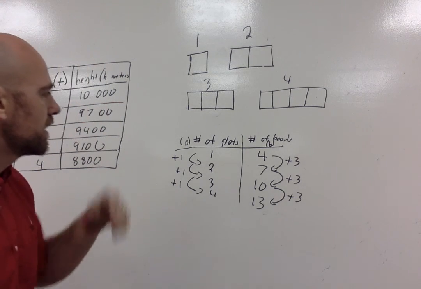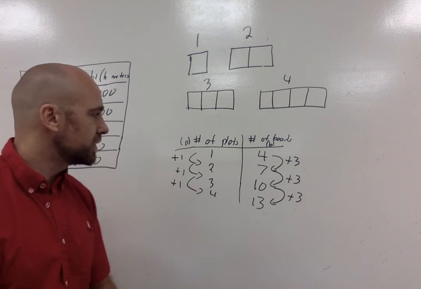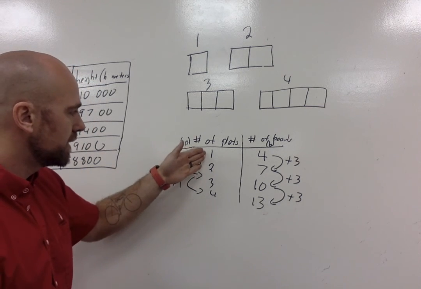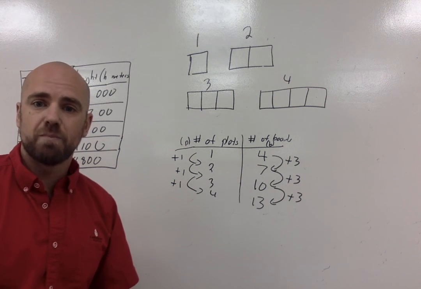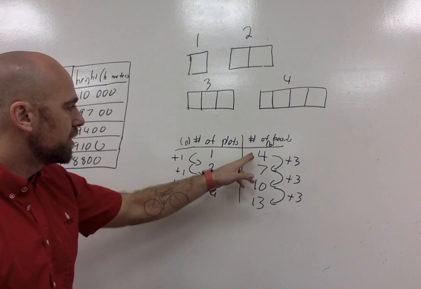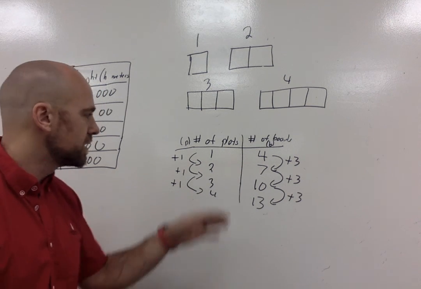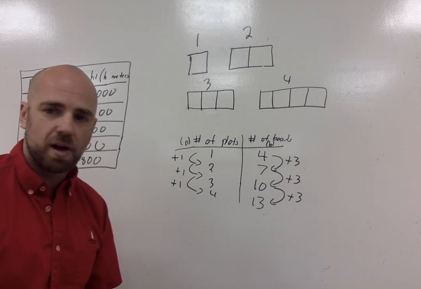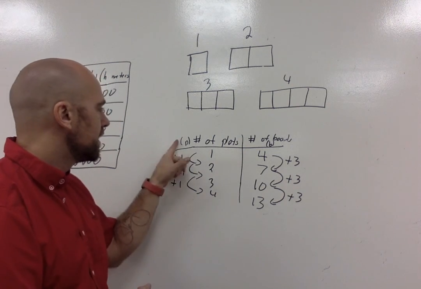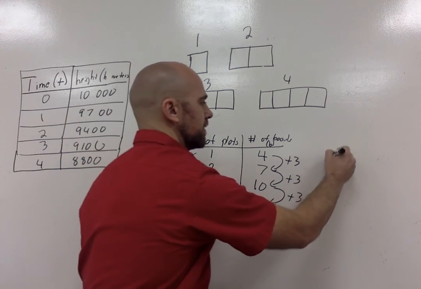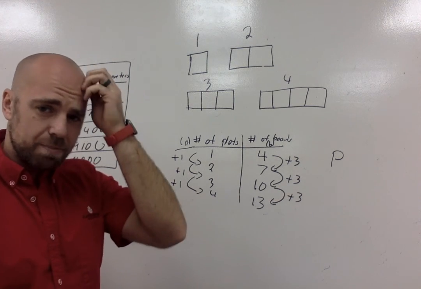Technically, when we have our input-output chart similar to this one, our input would be how many plots we have, our output would be the total number of boards that we have, okay? Here we're looking at how it goes up, so there's an increase in the number of boards every single time we add a plot, okay? So our variable is going to be P, and there's a couple of things that we need to do.